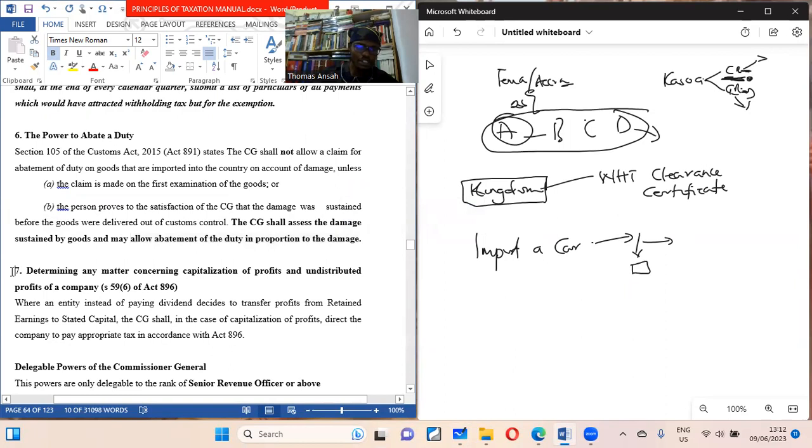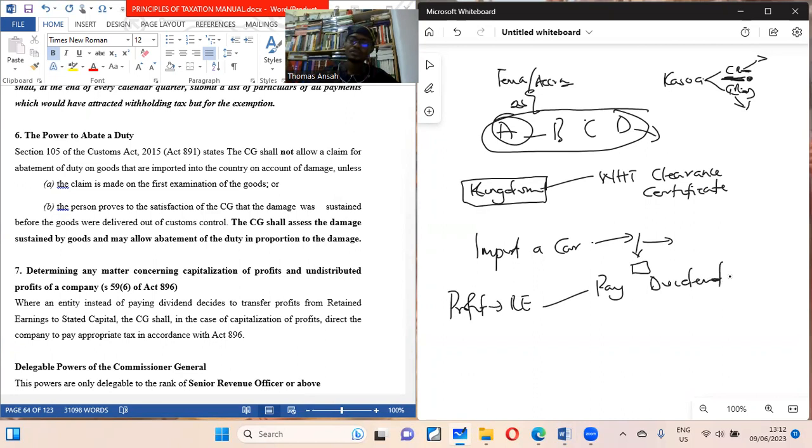Key point number seven is to determine any matter concerning the capitalization of profit and undistributed profit of a company. Now, we all know that when companies make profit, it forms part of their retained earnings. What are they supposed to do? Pay dividend. But the habit of some entities is that they won't pay dividend. They rather shift part of this money into capital formation, stated capital. How do they do that? They do a bonus issue. They do a rights issue. So all these kinds of things happen.